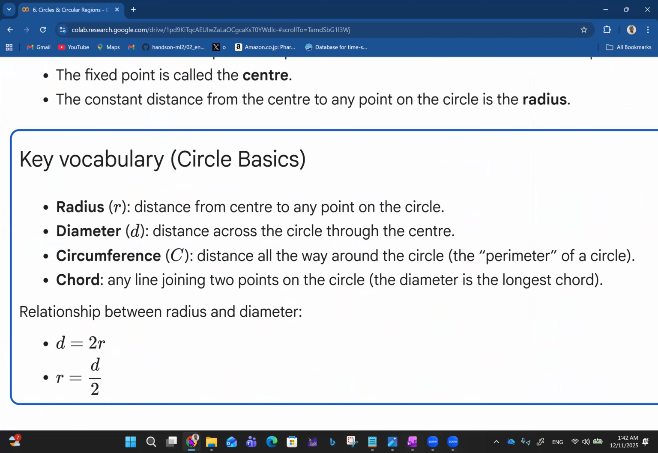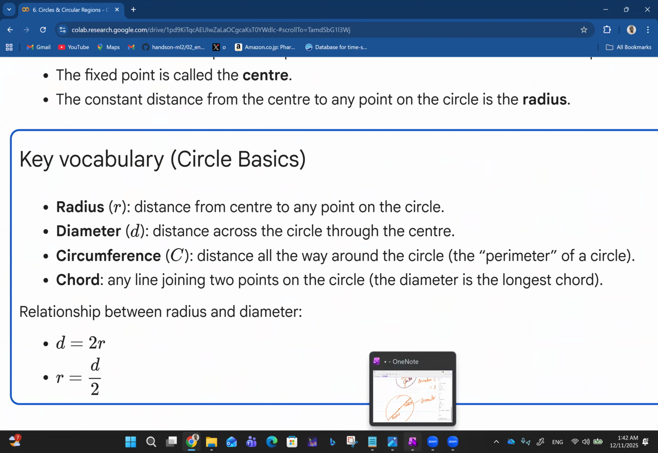So we're back here. Then we talk about the idea of circumference. Circumference is the distance all the way around the circle. And so a circumference is more like the perimeter of a circle. You know, perimeter is the distance around an object.